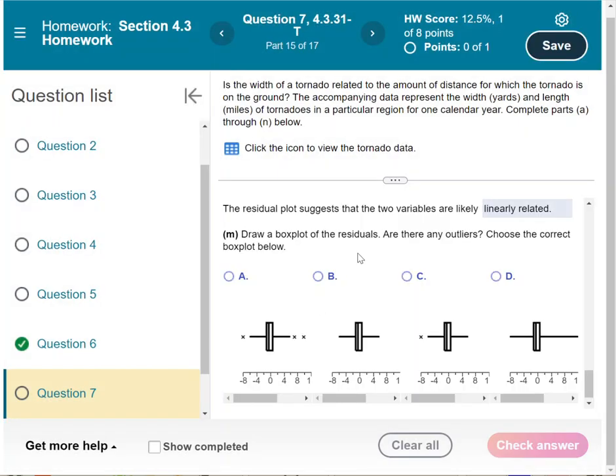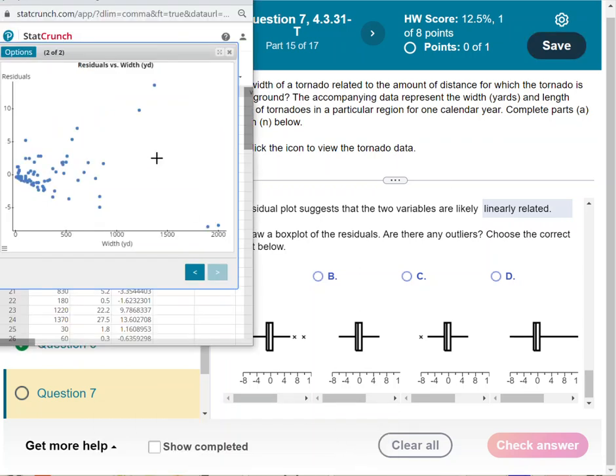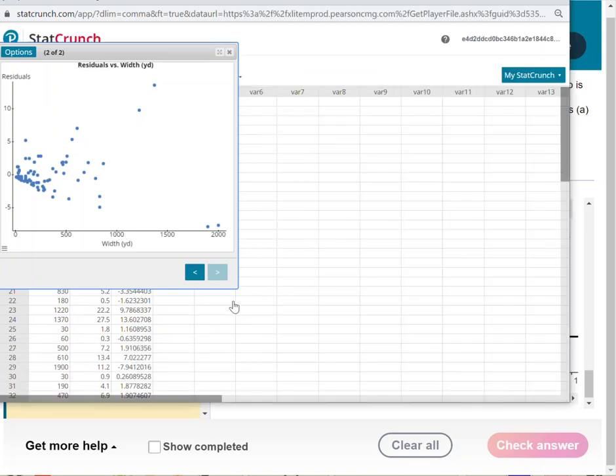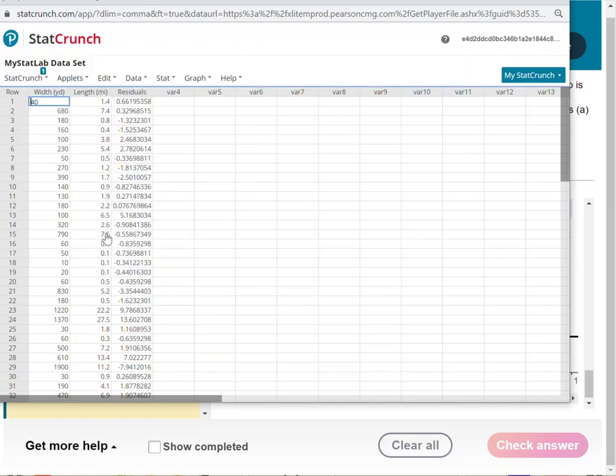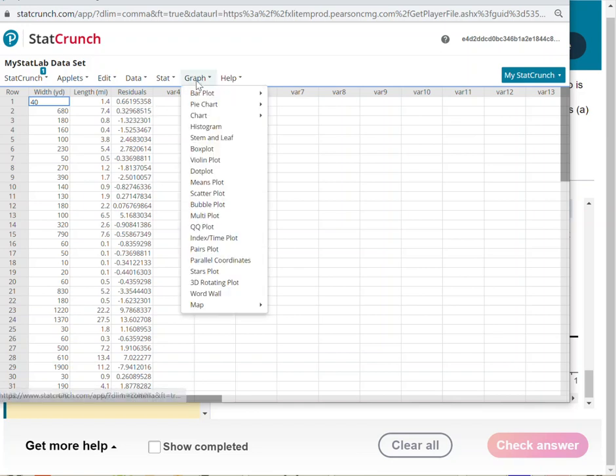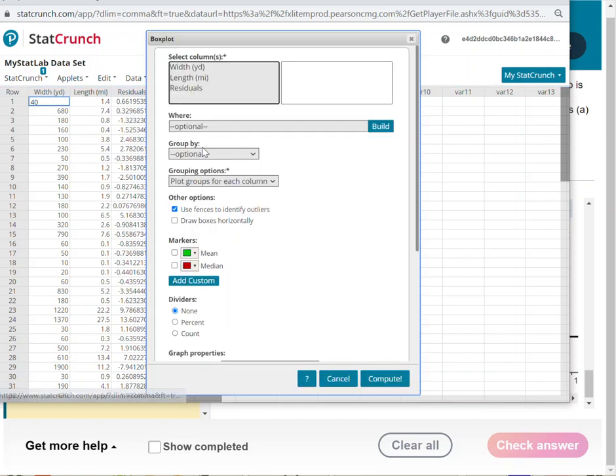Draw a box plot of the residuals. Are there any outliers? All right, so here's how we do that. We're going to go back to, let's see if I can get back here to our graph here. And we can click out of here. We actually are interested in the residuals here. So we're going to do a box plot. That's a graph. Box plot. And we're doing residuals. And you want to click on draw boxes horizontally.